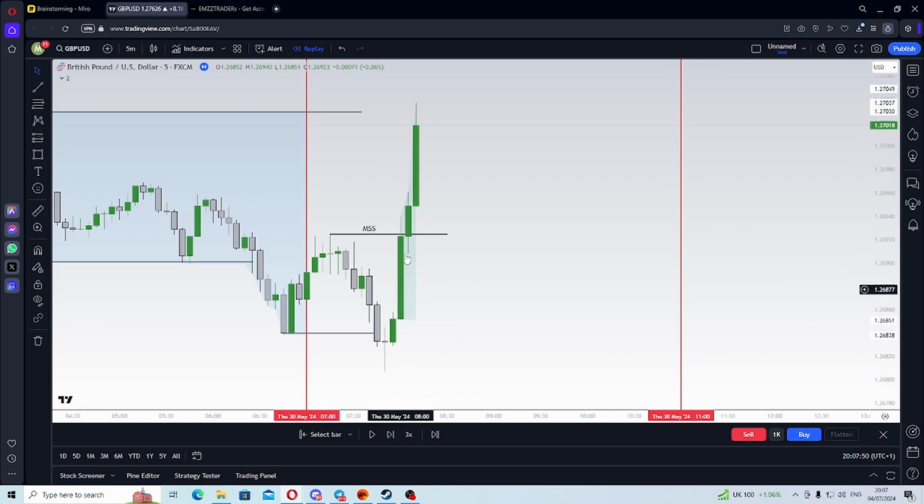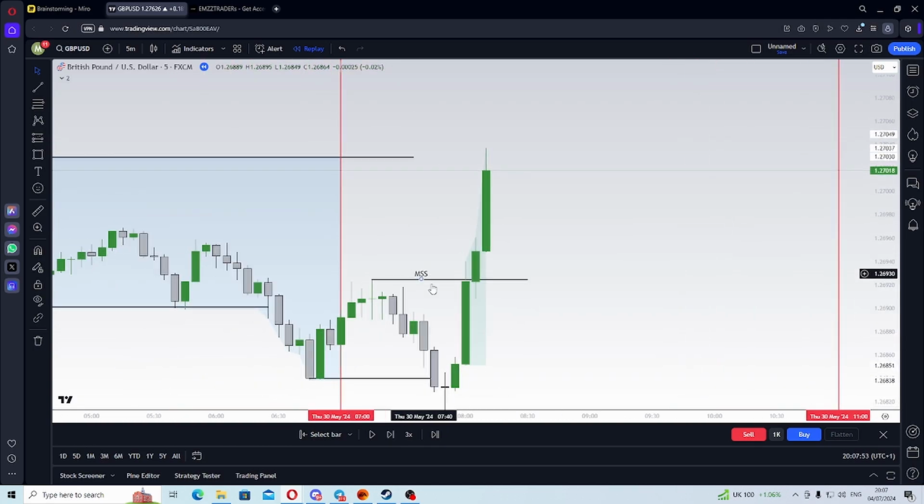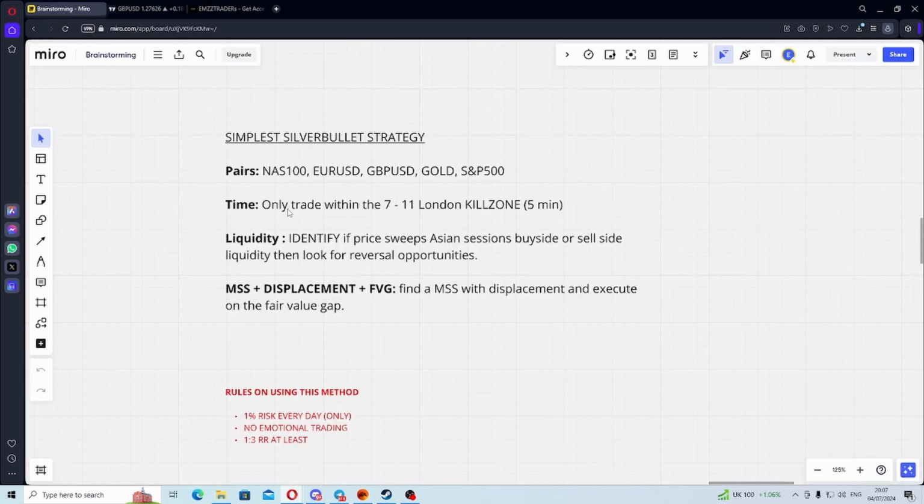So I play price forward a little bit, and you can see that price just smashed this area of interest, okay? As you can see, I'm finding the market structure shift with the displacement. You can see there's a very strong displacement right here. And now we're going to be executing on the fair value gap.